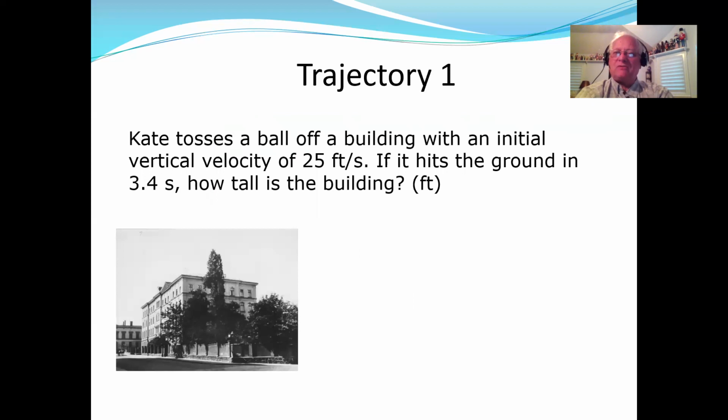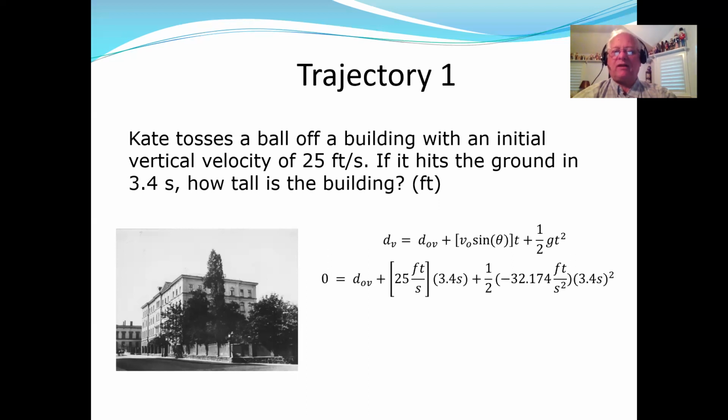Okay, well, let's work a couple of problems and I think we'll be done. Here's the first one. Kate tosses a ball off the building with an initial vertical velocity of 25 feet per second. If it hits the ground in 3.4 seconds, how tall is the building? Well, this is a lot like the one we've worked before. In this case, I can work using the following equation. I substitute in, calculate the height. This is very similar to the problem we worked with the Dubai building. And what I see is that the initial vertical distance is 101 feet, which would be the height of the building.